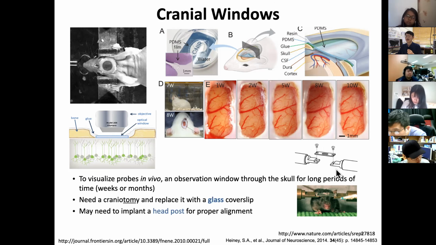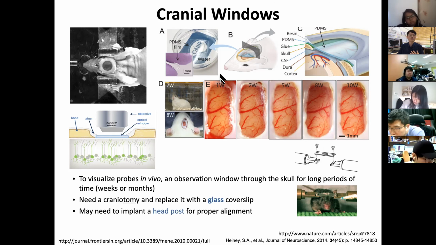So you need to implant a head post sometimes for proper alignment. I give an example here. You use a metal plate made of titanium. You implant this in addition to the window, and then you have these bolts and tools to really fix the brain of the animal during your imaging.